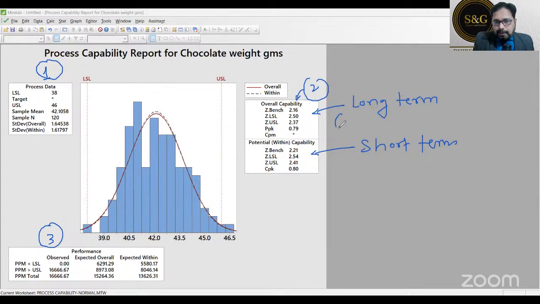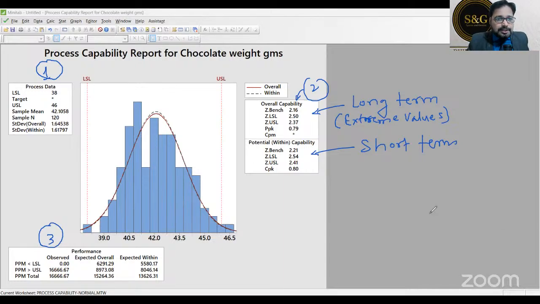In the bracket, you can say that extreme values also will be calculated in the long term. Okay, extreme values meaning the highest chocolate weight and the lowest chocolate weight, all of them will be calculated in the long-term process capability. Are you clear? But in the short term, those values may not be calculated. Just try to understand this. Because in the short-term process capability, we are taking the 10 samples.